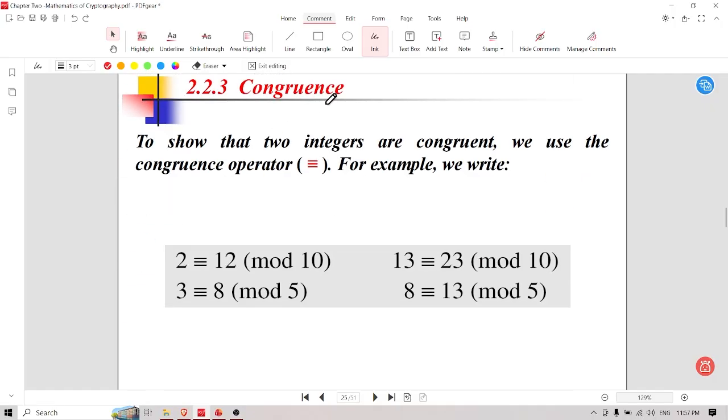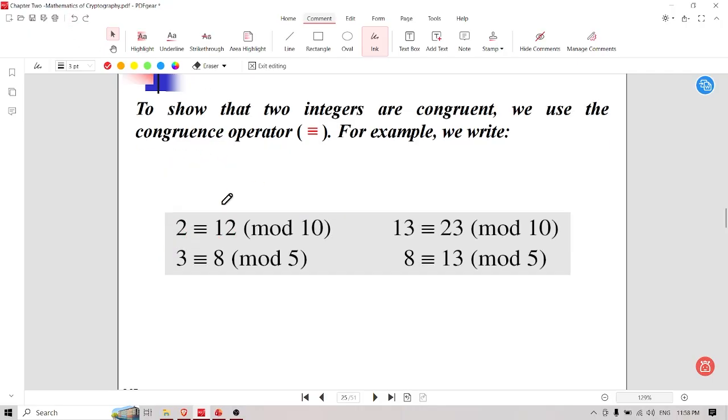Now congruence means that if we mod these two numbers by 10, we will get, for example, 0. If we say 2 mod 10 is equal to 2, also 12 mod 10 will be 2. So congruence means that these two numbers will have the same remainder if we mod them. Now we will also do this one and we will see.